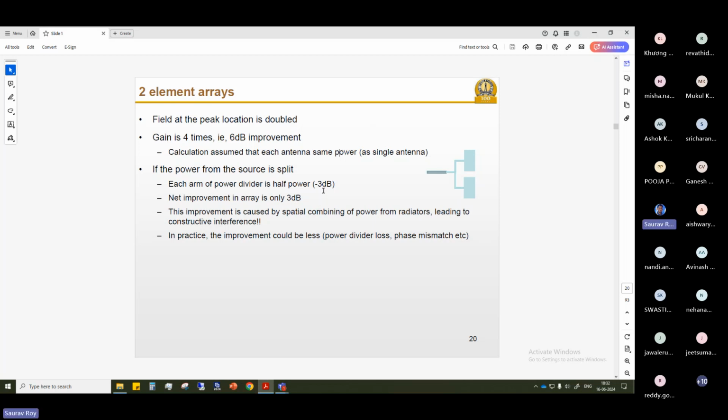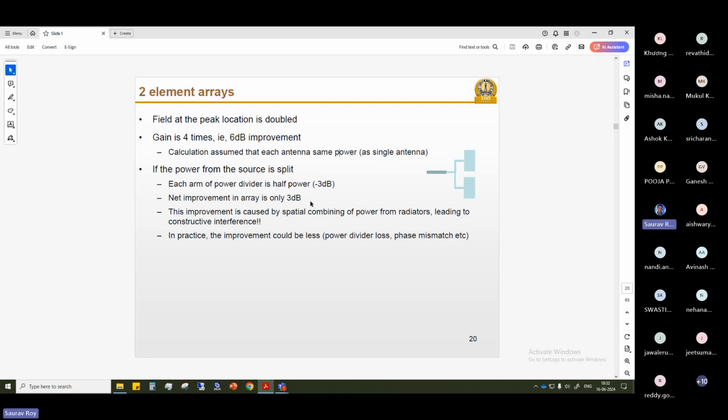Because the power divider is a 3 dB division, you are feeding with two I naught, or two of the original current, to give both the antennas the same current I naught. Compared to the single antenna case, you are losing 3 dB here, but you are getting a 6 dB improvement in the gain. So ultimately it's not a 6 dB gain, but only a 3 dB gain.